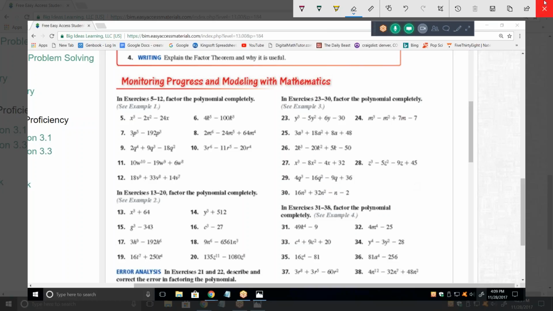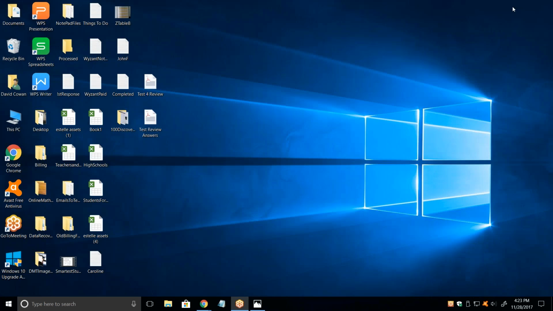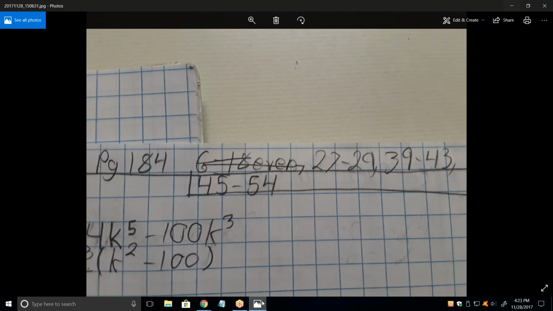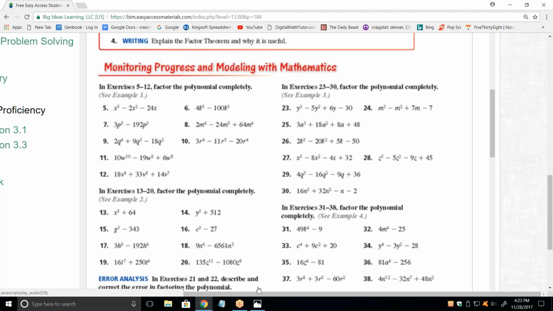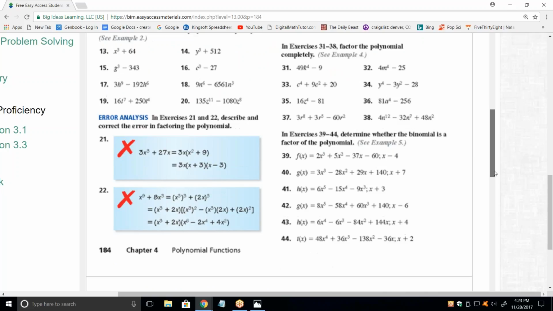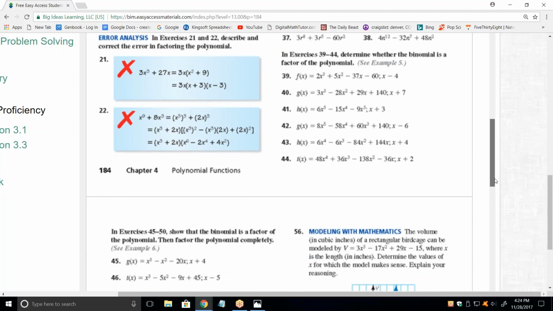So let me look at the rest of your homework and see if we can find something a little more interesting. We were supposed to do 27 through 29 and 39 through 43. Let's try 39 through 40.